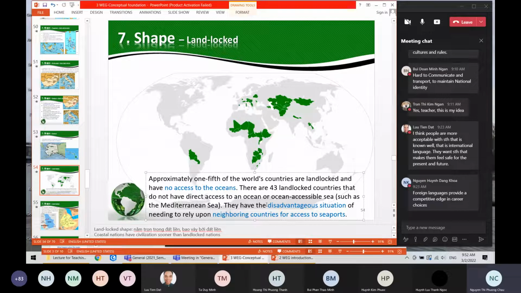This may bring some disadvantages for these landlocked nations. You see, they have the disadvantageous situation of needing to rely upon neighboring countries to access the seaports. This is the big disadvantage in economic activity and in economic connection to the global economy for this kind of landlocked nation.